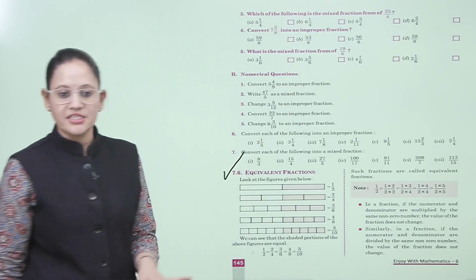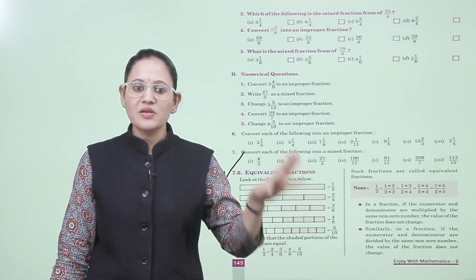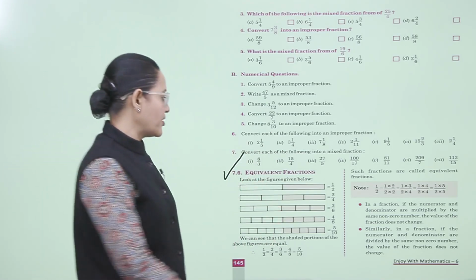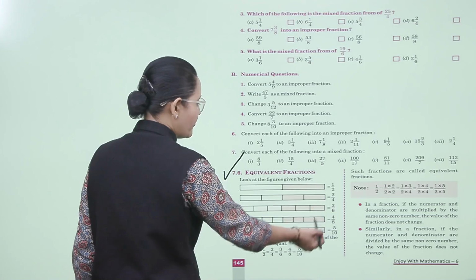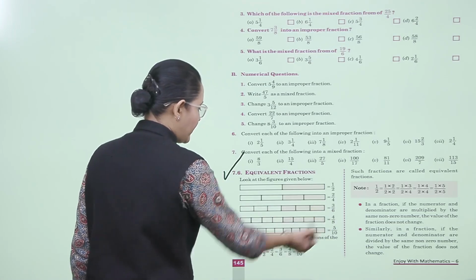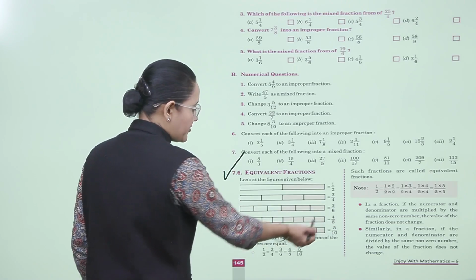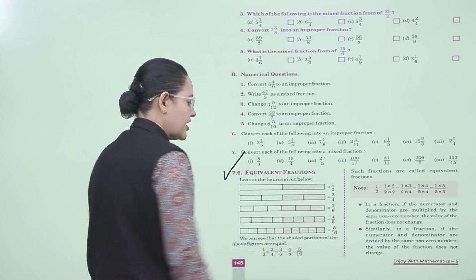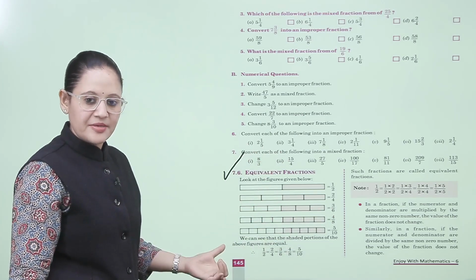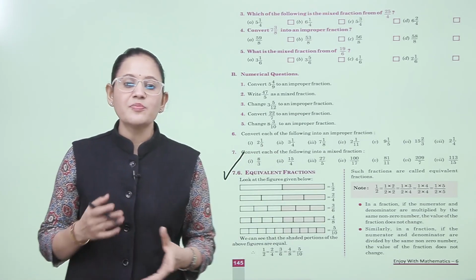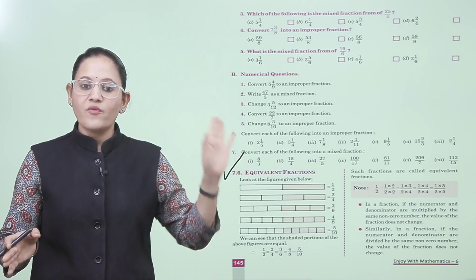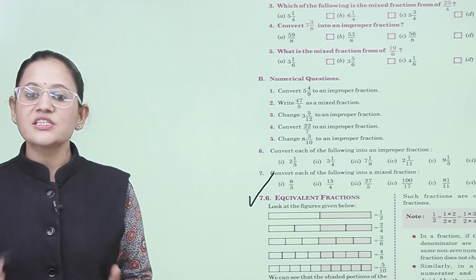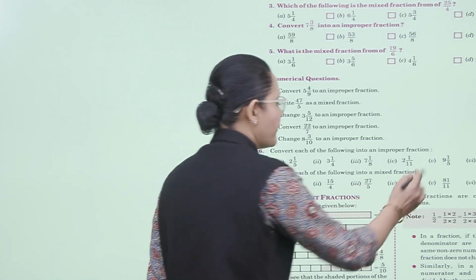Next is equivalent fractions. As the name suggests, equivalent fractions means fractions that have equal value. Now look at the figure given below. This shows 1/2, 2/4, 3/6, 4/8, 5/10. Out of 10 equal parts we have taken 5 shaded parts, that represents 5/10. Out of 8 equal parts we have taken 4 shaded parts, so that represents 4/8. Now we can see the shaded portions of the above figures are equal. 1/2, 2/4, 3/6, 4/8 and 5/10 are equal. Such fractions are called equivalent fractions.